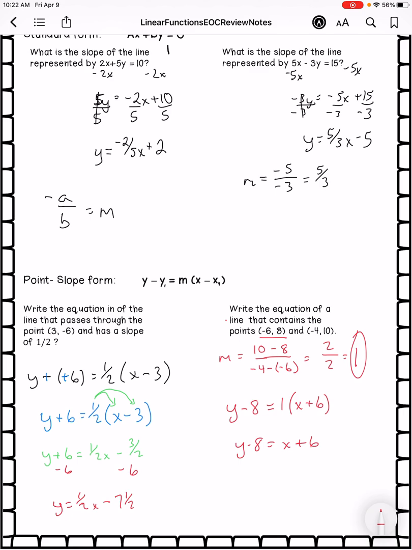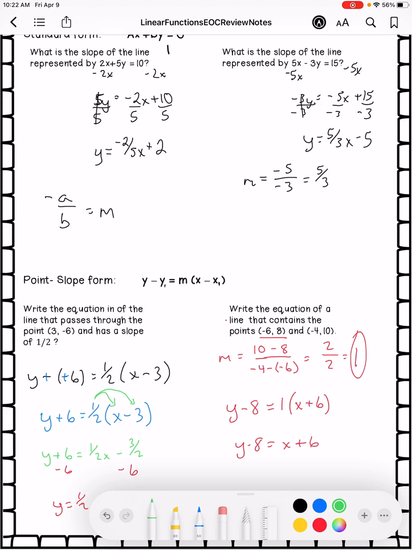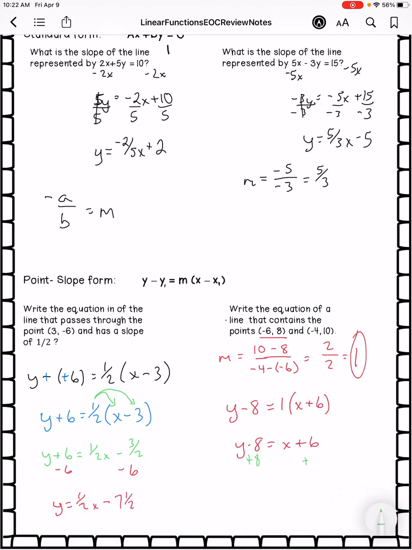And then again, to change it to slope-intercept, I would add 8 to both sides. So then y equals x plus 14 in slope-intercept form. All right, I hope that helps.